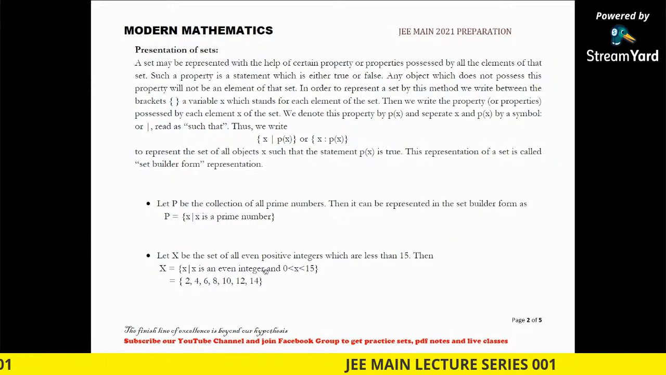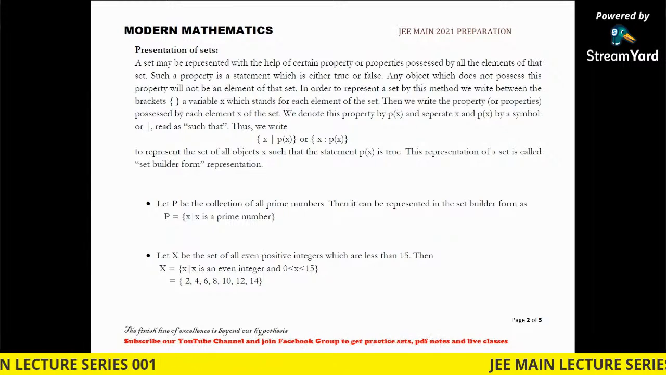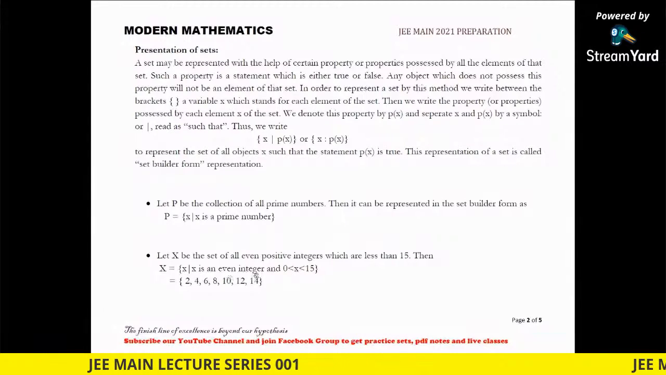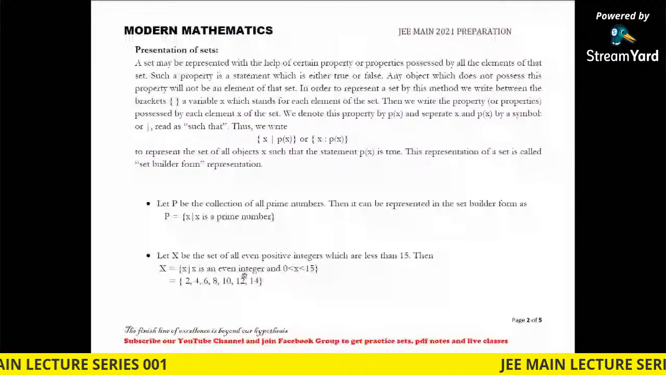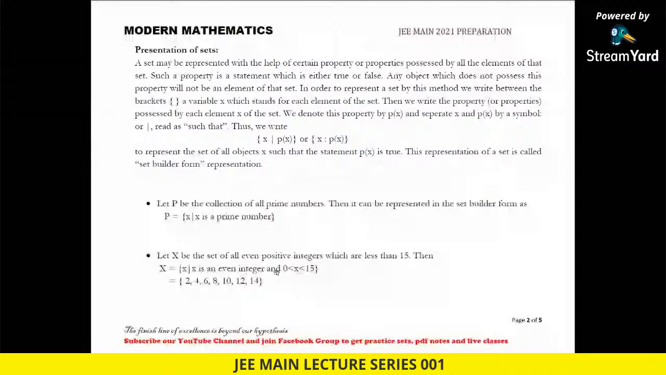So this is a set with two properties, and x should satisfy both of these properties. That is, the properties should be satisfied by x.